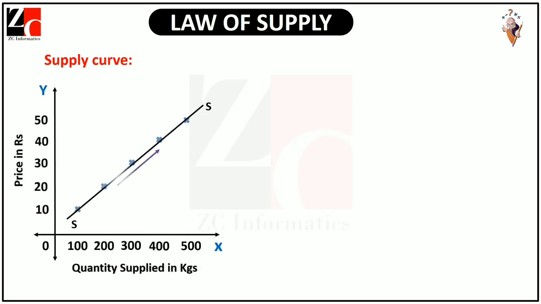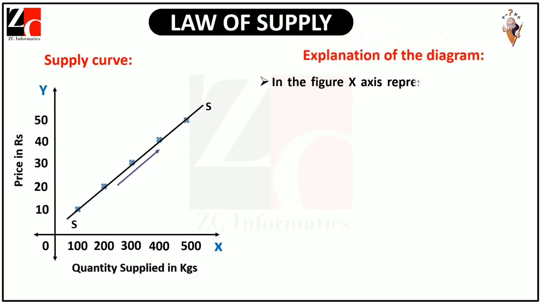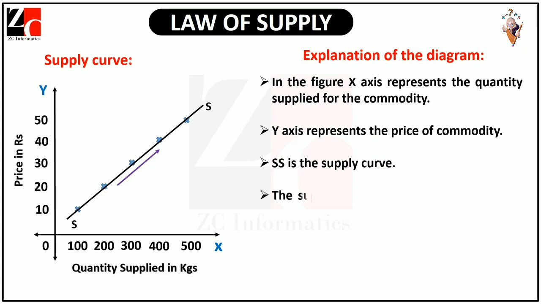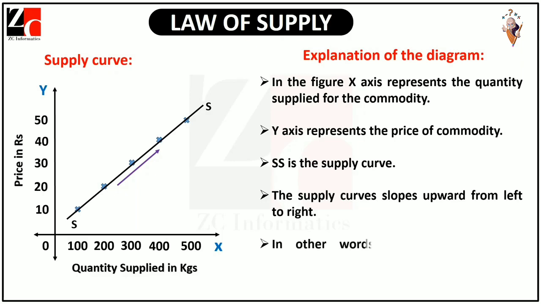Explanation of the diagram. In the figure, X-axis represents the quantity supplied of the commodity. Y-axis represents the price of the commodity. SS is the supply curve. The supply curve slopes upward from left to right. In other words, it indicates a direct relationship between price and supply.